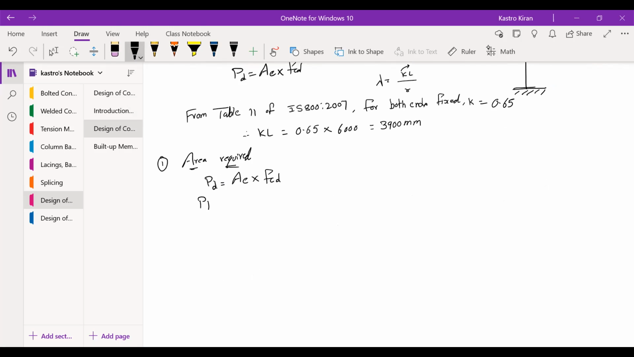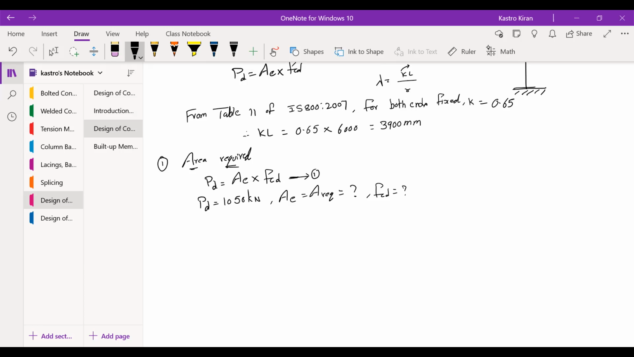So let's write the PD value, that is 1050 kilonewtons. And we need to find out the area AE, or it is also called area required. So we don't know this value. And we also don't know the value of FCD, that is the design compressive stress, right? Now, how will you find out FCD? If you consider this as equation 1, in equation 1 you have two unknowns, only one known is there, that is PD value.